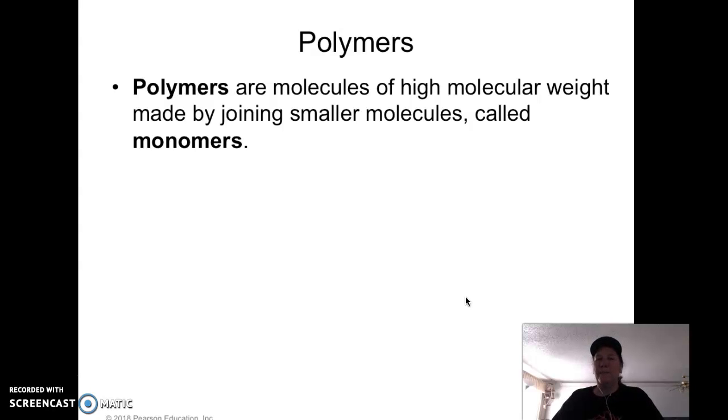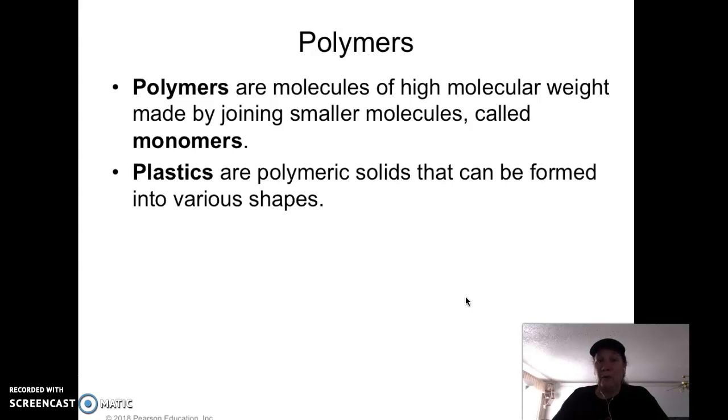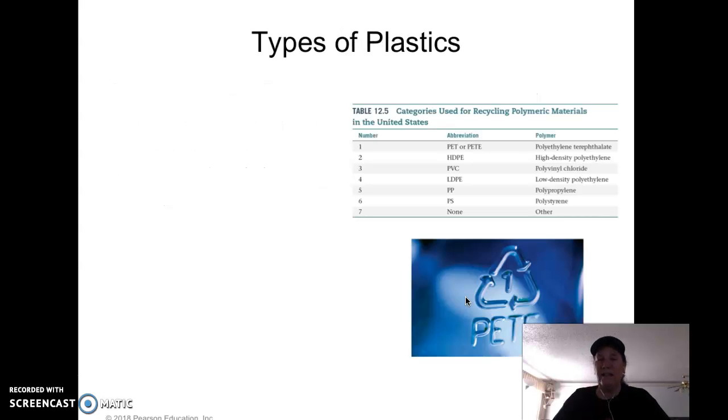So anytime you take a bunch of smaller units and put them together, the small units are called monomers. The big unit is called a polymer, and that's when you get them all together. Poly meaning many. Plastics are an example of polymeric solids. You can form them into various shapes. They're relatively soft and very pliable, so they're not super strong because they'll melt easily.